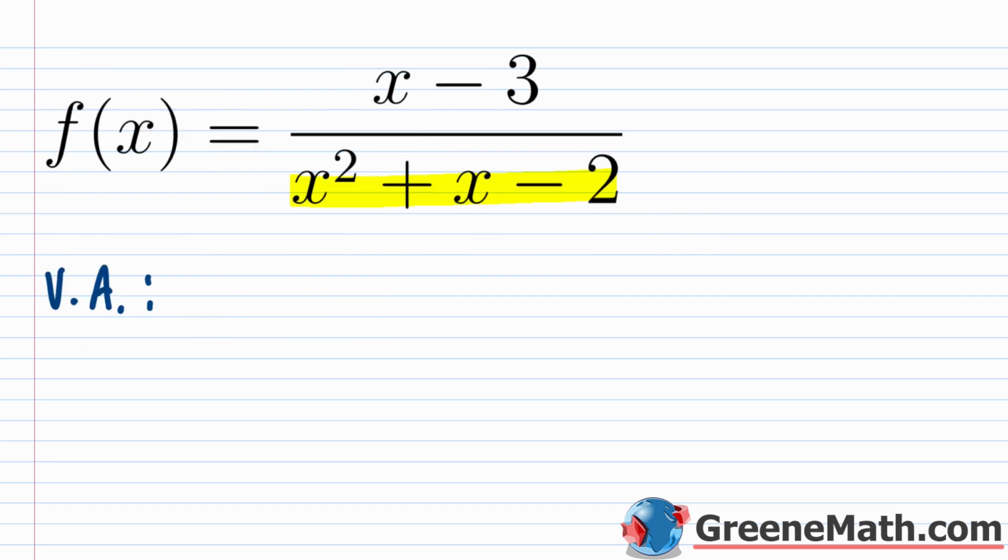So coming back up, you would have a vertical asymptote, which is x equals 1. And then you'd also have one at x equals negative 2. Then thinking about the horizontal asymptote, would we have one?